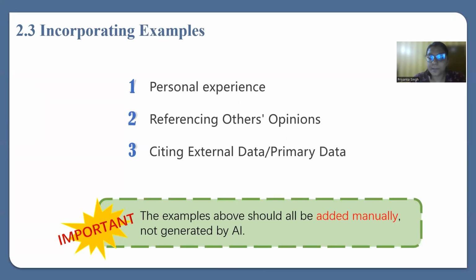Now let's talk about incorporating examples into your writing. To make your content more engaging and credible, you can use personal experiences, reference others' opinions, and cite external or primary data. Remember, these examples should be added manually to ensure authenticity and relevance. So let's break down each of these methods.